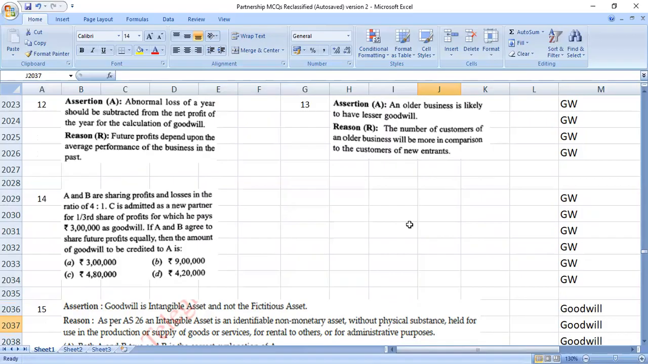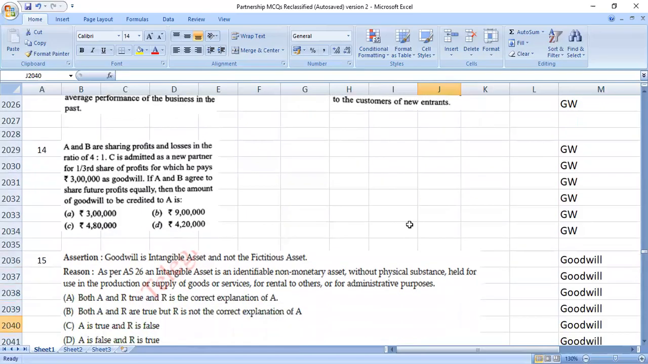Reason is true. An older business is likely to have lesser goodwill. That's false. Older business means better reputation, more goodwill. So it's likely to have higher goodwill. The number of customers of older will be more in comparison. That's true. Reason is true. So assertion is wrong. Reason is true.